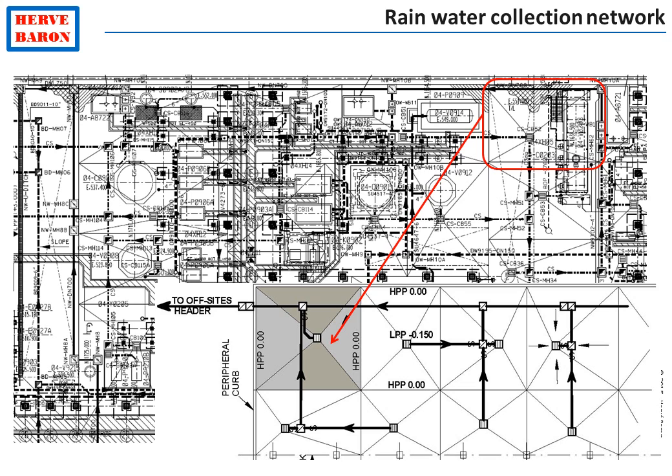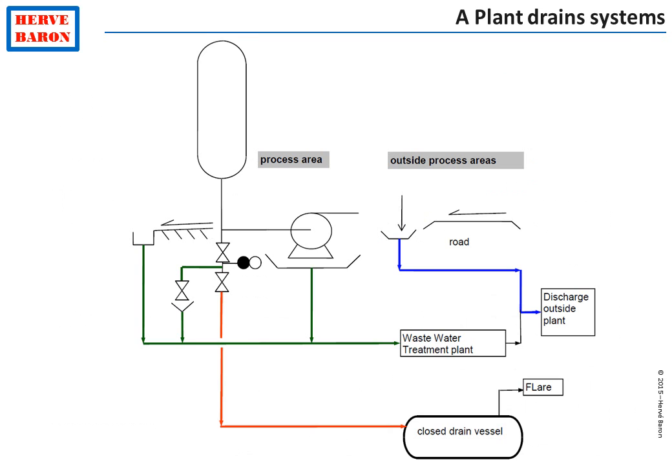Let's now look at the process drainage system. A process plant requires two process drain systems, a closed drain system and an open drain system. The closed drain system, shown here in red, collects liquids from process equipment which have hazardous vapors. These vapors need to be safely disposed of by burning at the flare.